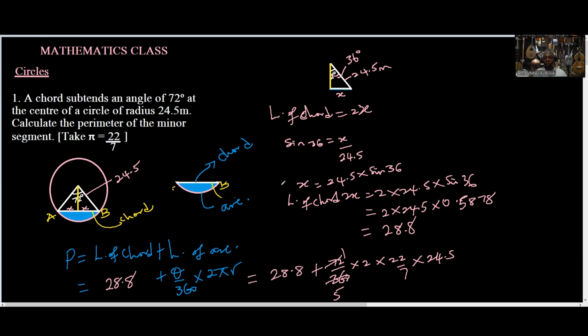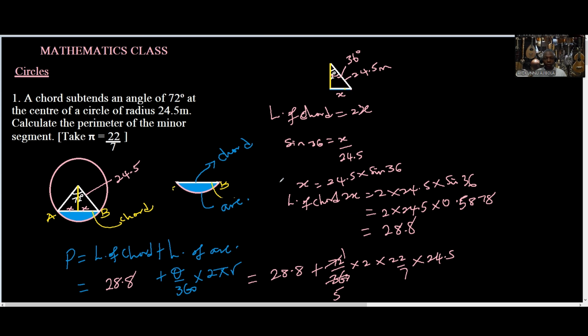Explain it to me. We're looking for the perimeter of the minor segment. From the diagram, we're given the angle, the radius, and pi. So from the formula, L plus 2 plus theta over 360 times 2 pi r, and then you get everything.